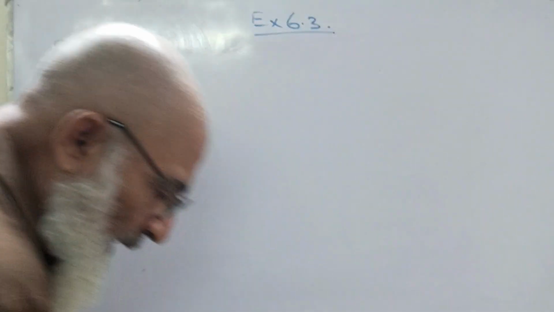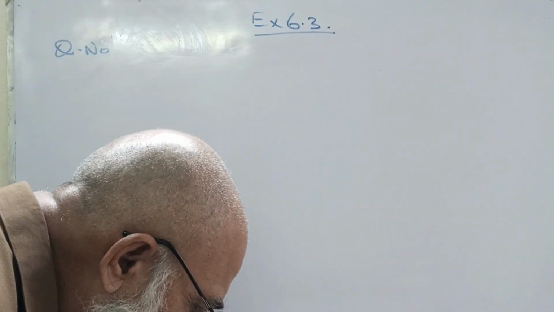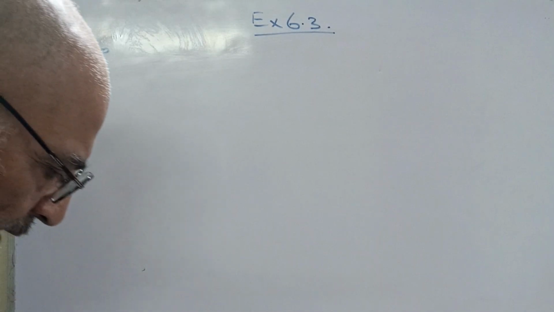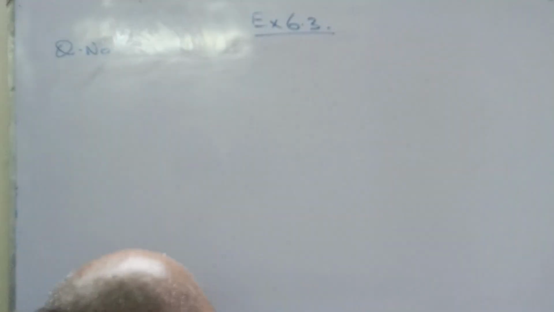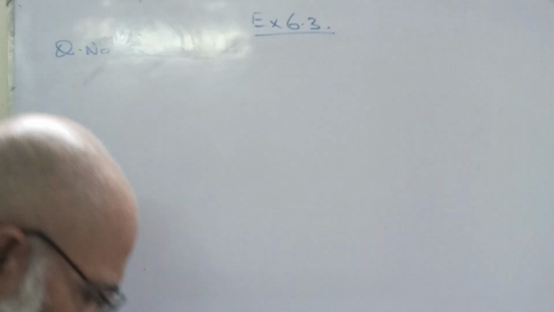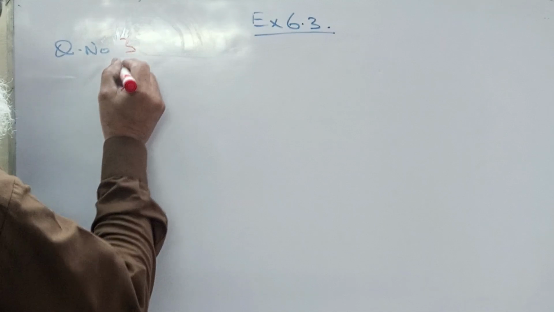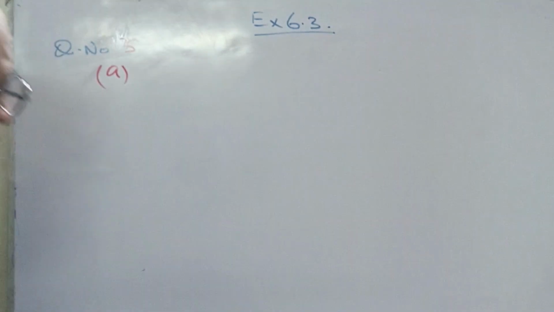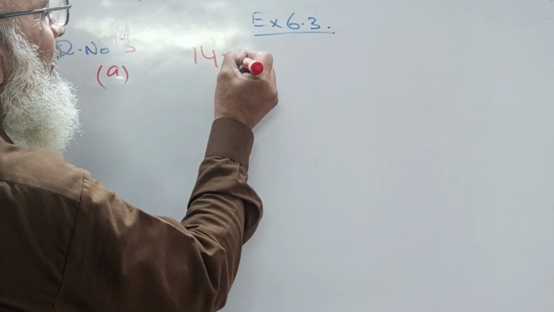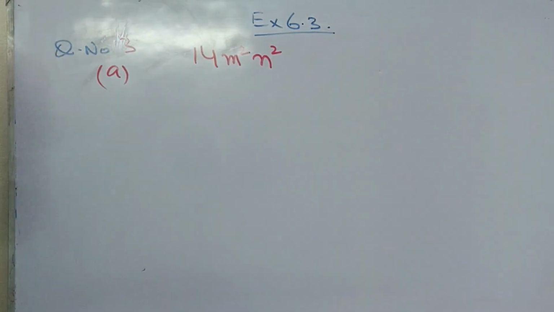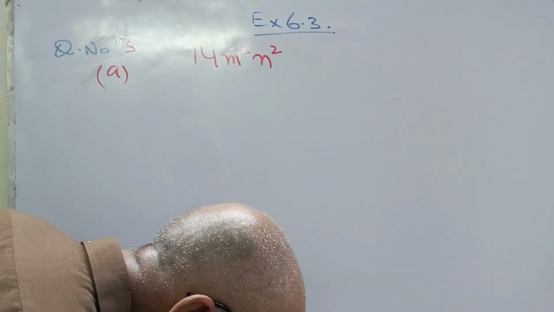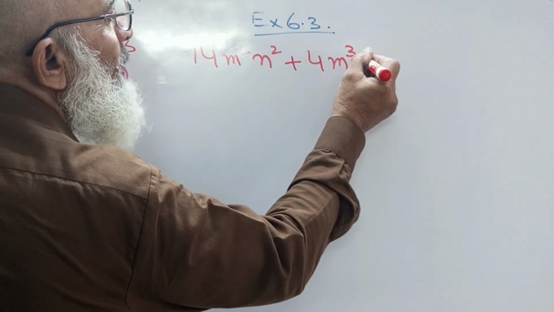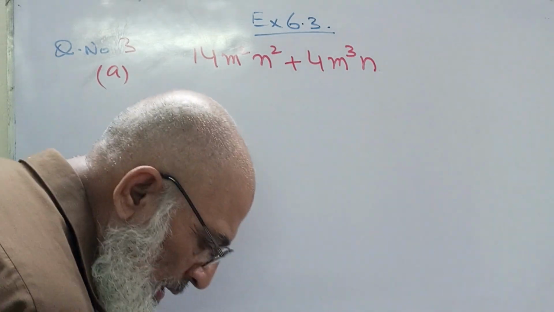Question number 3 is the final question, and the question is: factorize as fully as possible. So all 3 questions state like this. Now let me take part A of question number 3. It is 14 m square n square plus 4 m cube n cube.